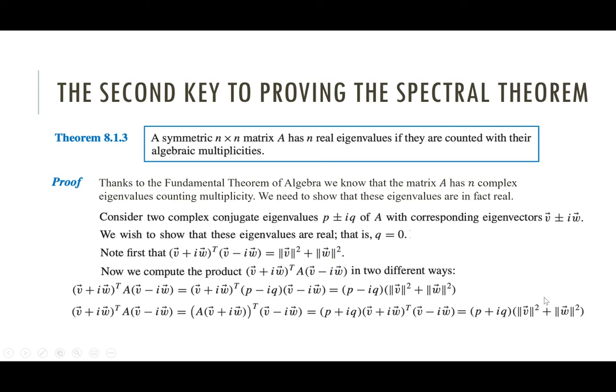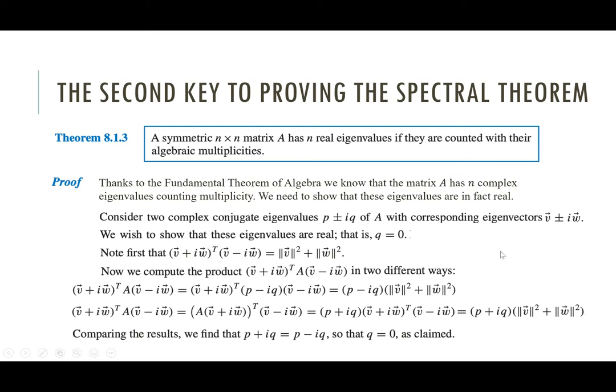And then just like before, compare coefficients. We see that P plus iQ has to be equal to P minus iQ, and that's only true if Q is 0. So there we go. A symmetric matrix has only real eigenvalues, and calculated with their multiplicities, they all add up to the dimension of your space.